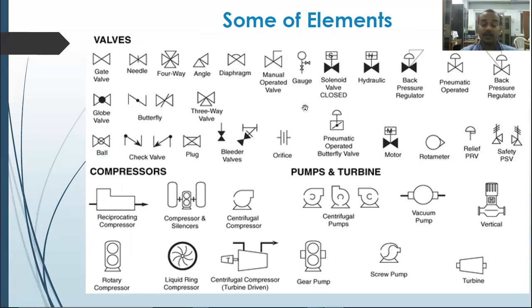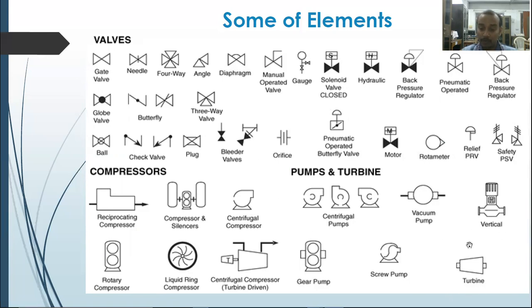If it is a solenoid control valve or a motorized valve, then the representation will be something different. Here the motorized control valve representation is given. If it is a pneumatic control valve, which is a very popular type of control valve in many industries, the symbolic representation will look like this. If we are using the flow measuring instrument rotameter, then the representation will look like this. The safety valves will be represented like this. If we are talking about an orifice, the representation will look like this.